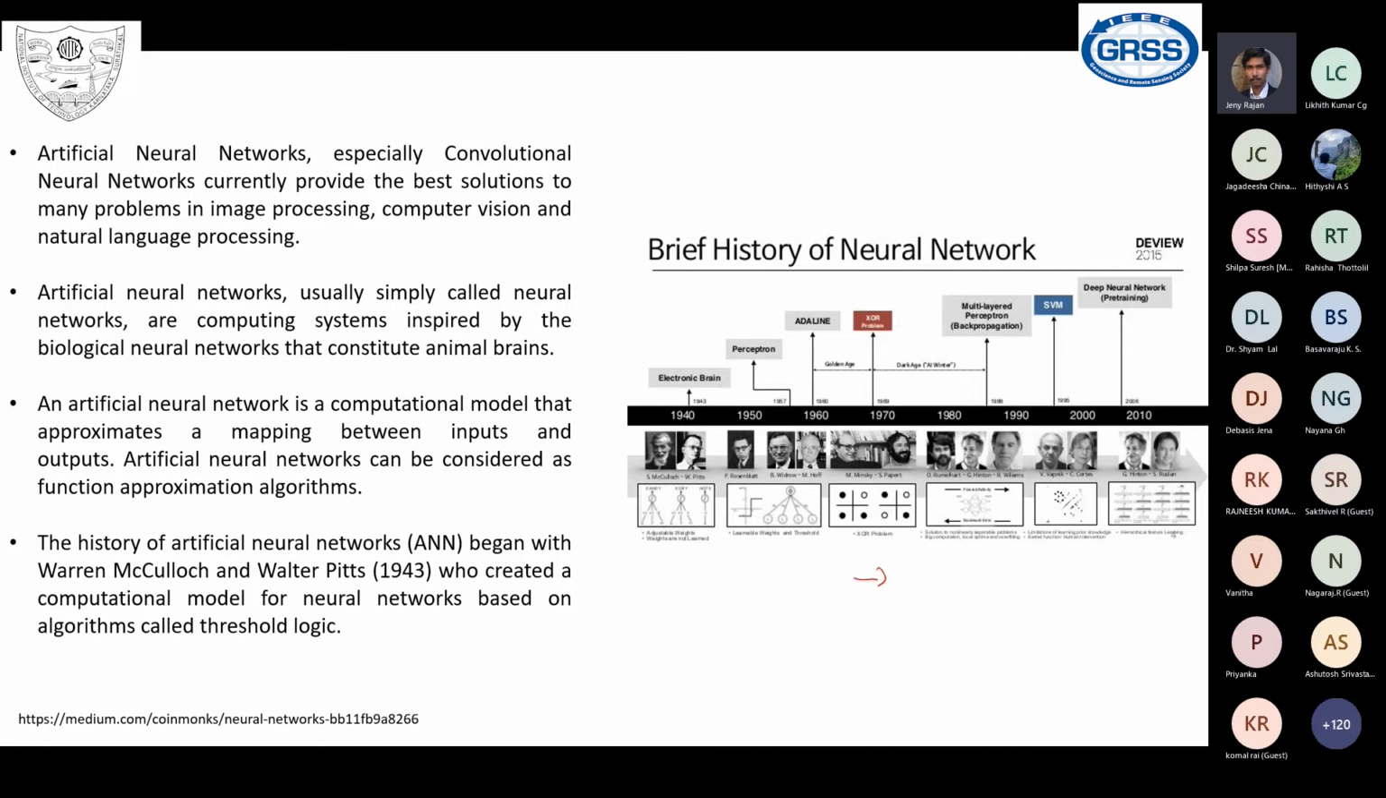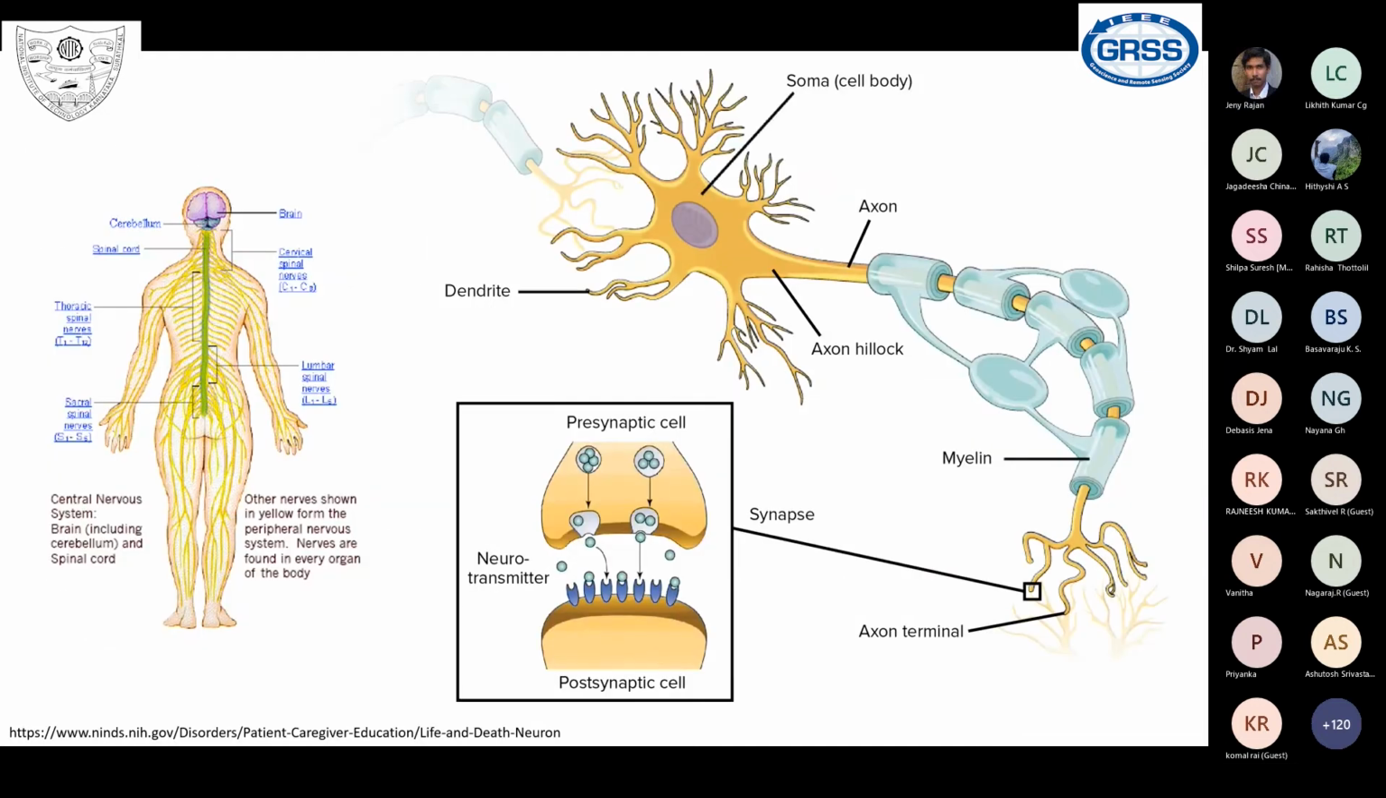If you look at this figure, it shows the milestones in neural networks. In today's class, we will try to discuss some of the popular methods in artificial neural networks, or some of the important papers in artificial neural networks. Before discussing artificial neural networks, first I'll give a brief overview about neurons.